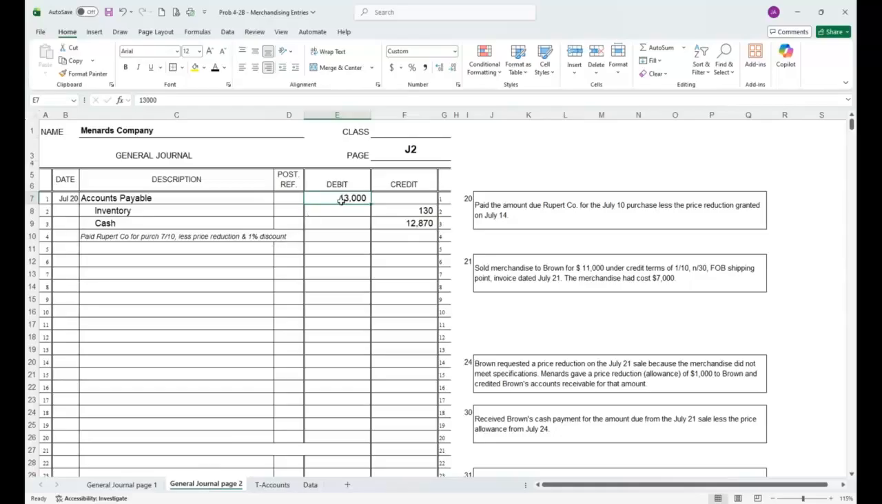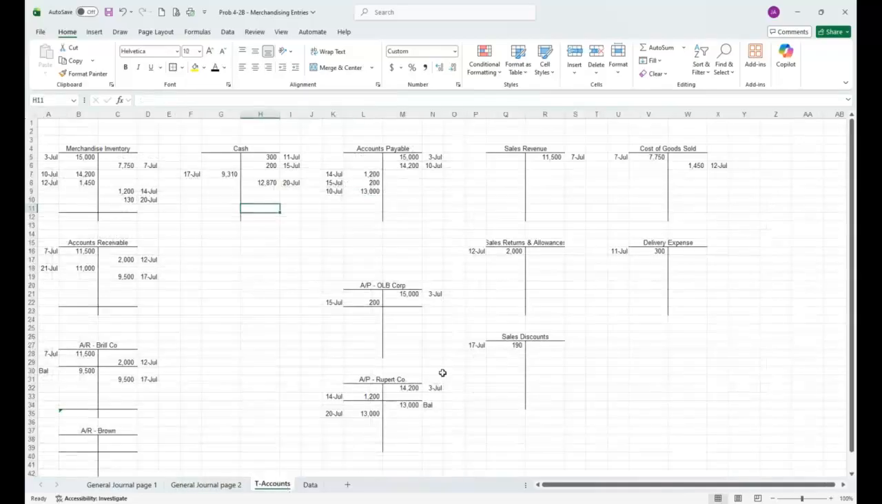Here's my entry. I'm going to debit accounts payable and the subsidiary ledger for $13,000, credit inventory for $130, and credit cash. When I'm the purchaser and using the perpetual system, I'm going to credit inventory for the amount of the discount that I earn. If I'm the seller, the discount is going to be debited to sales discounts. So in this case, I'm the purchaser.